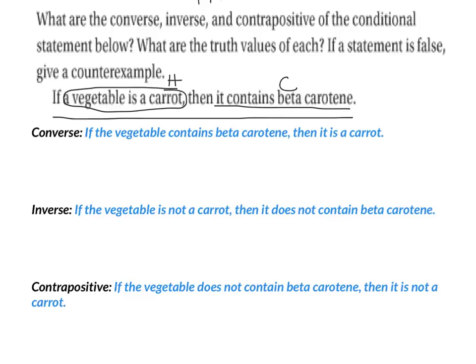And then the contrapositive and the converse are going to be the same, except the contrapositive is going to have the word not in it. So if the vegetable does not contain beta-carotene, then it is not a carrot. Okay, so you should be able to write on page 3 now converses, inverses, and contrapositives and be able to tell me their truth values.